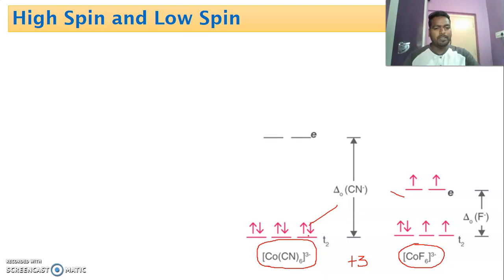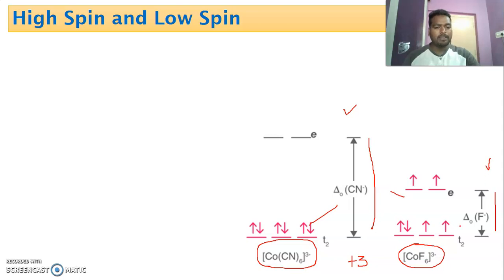See the splitting here. In the first case, the splitting is more. See, the gap is more. In the second case, the gap is less. So you try to distinguish both the configurations. Both the configurations are completely different. The crystal field stabilization energy is more for this complex and less for this complex.